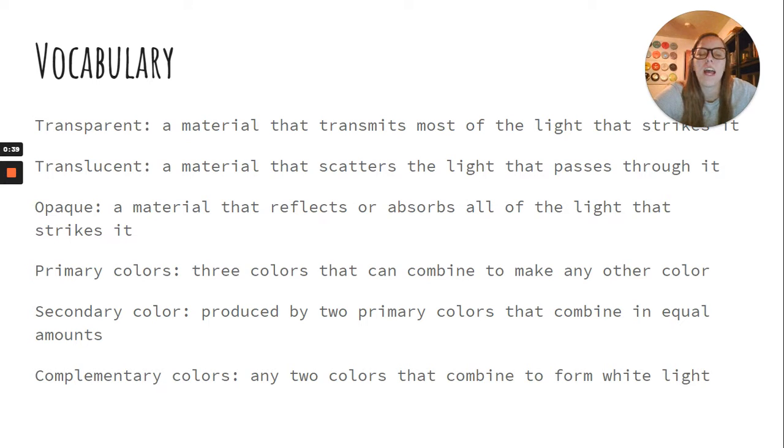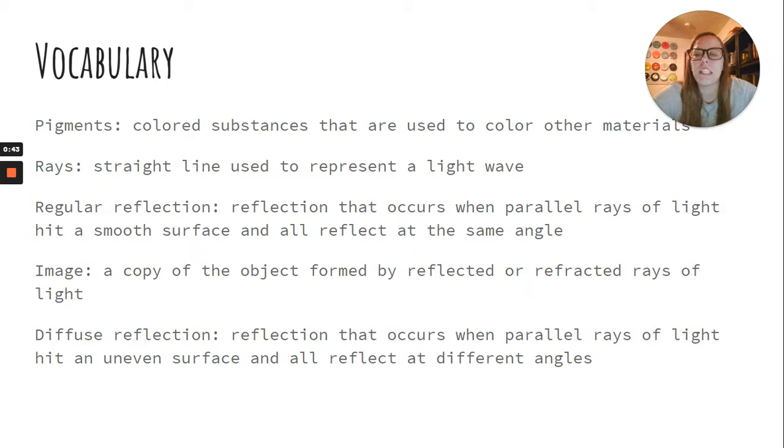Complementary colors, any 2 colors that combine to form white light. Pigments, colored substances that are used to color other materials. Rays are a straight line used to represent a light wave. Regular reflection is reflection that occurs when parallel rays of light hit a smooth surface and all reflect at the same angle. An image is a copy of the object formed by reflected or refracted rays of light.